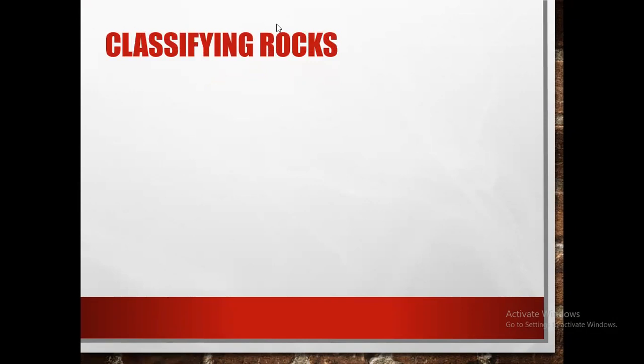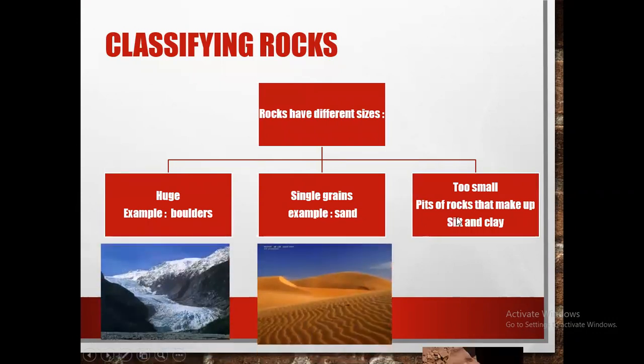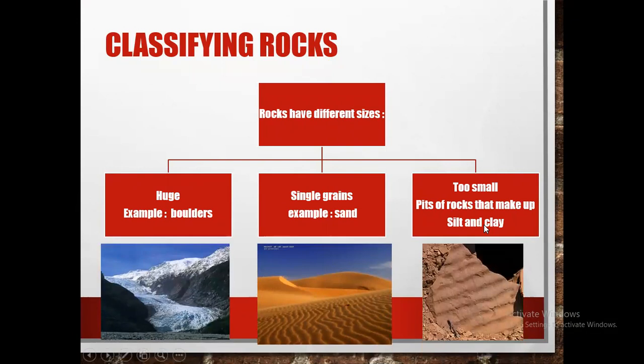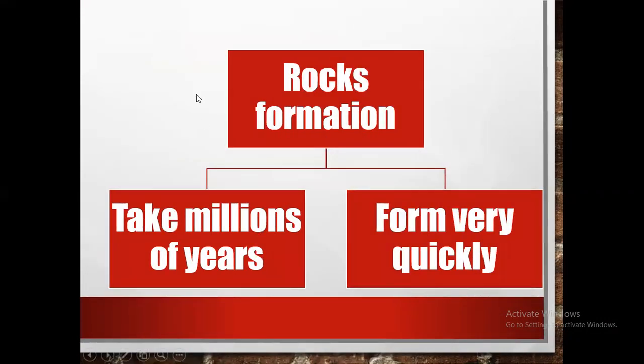Classifying rocks. Rocks, guys, can be found in different sizes. They can be large, like boulders, small, like a single grain of sand, and even too small, like the bits of rocks that make up silt and clay. So a huge boulder is a rock, and a single grain of sand is also a rock. Rocks can form over millions of years, and also in a few minutes or days.